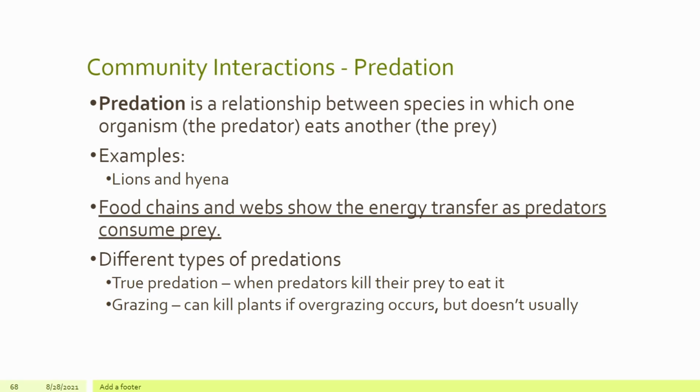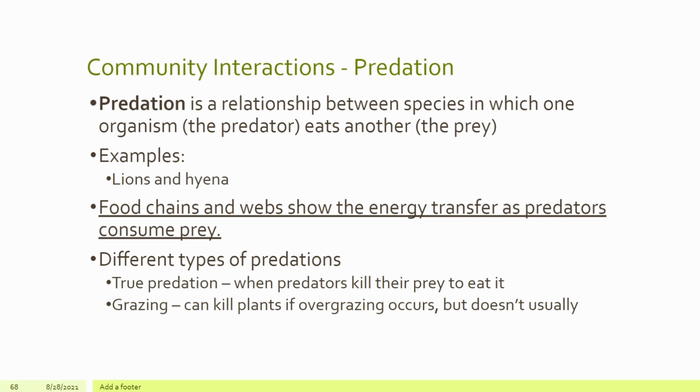We also have to consider community interactions, things like predation, which is a relationship between species in which one organism, the predator, eats another, which is the prey. Like lions and hyena, they tend to be predators of other organisms. We see this in food chains and webs that show the energy transfer as predators consume prey.